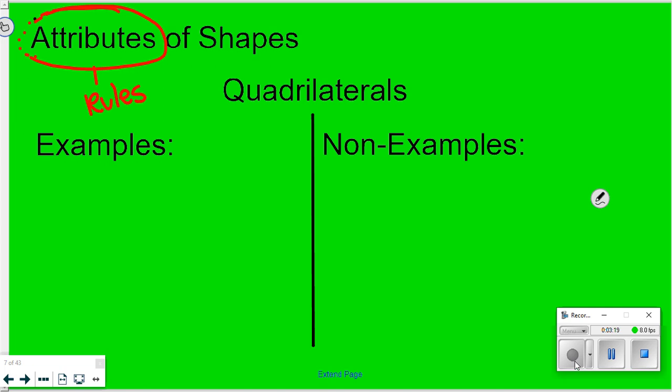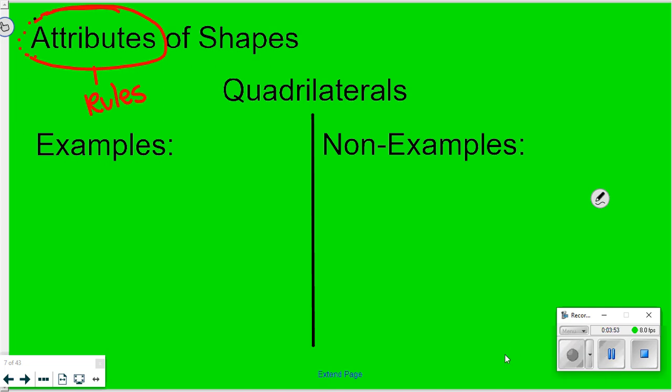Go ahead and draw 3 examples of a quadrilateral. When you're drawing, make sure you're thinking, does this have holes? Does this have 4 straight lines? Does this have 4 corners? Because if it does those 3 things, then it counts.